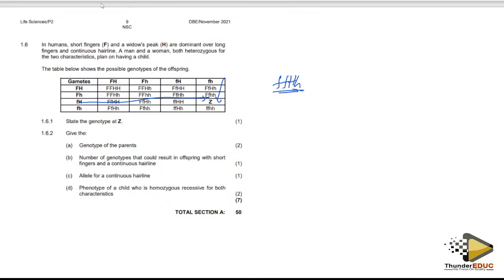The question is saying that give the genotype of parents. How do I identify the genotype? This is a very challenging question to kids. But let me just show you how you can get the genotype of the parent, because they didn't give you anything here. But look at the gametes.